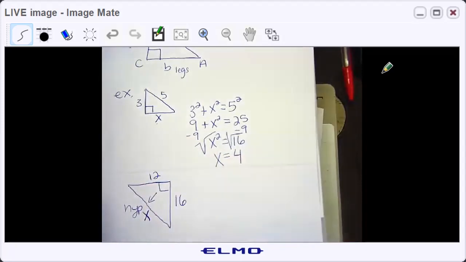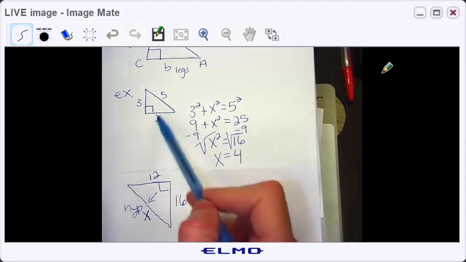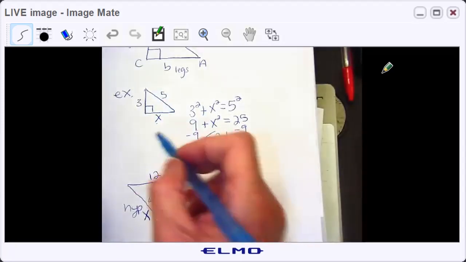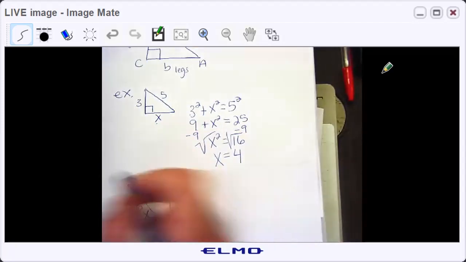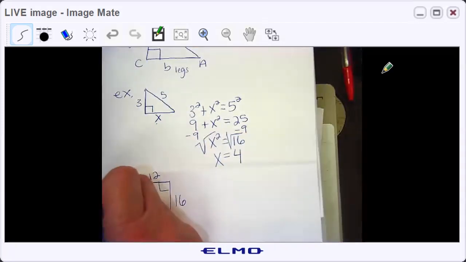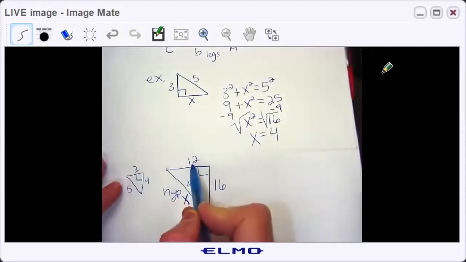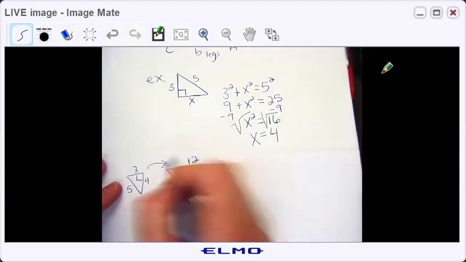Well, if you think about the numbers of the 3, 4, 5 triangle, this is 4 times as much. So let me draw another 3, 4, 5 triangle right here. So when I compare this to the 3, 4, 5 triangle, 3 times 4 is 12.